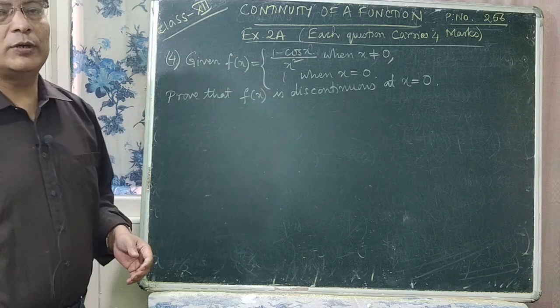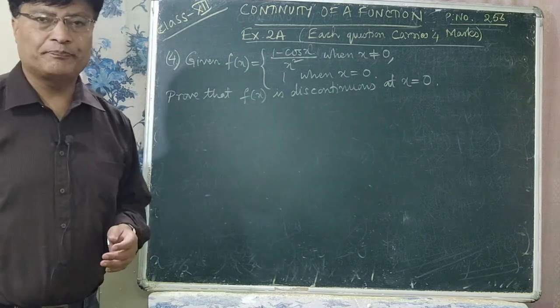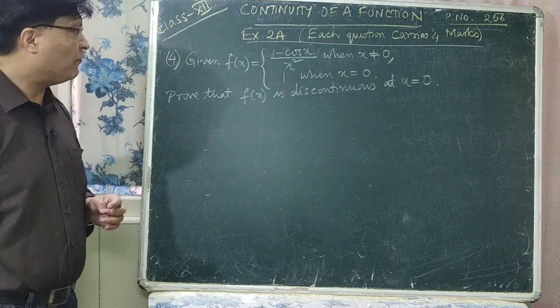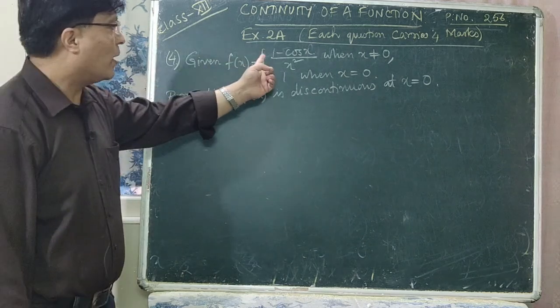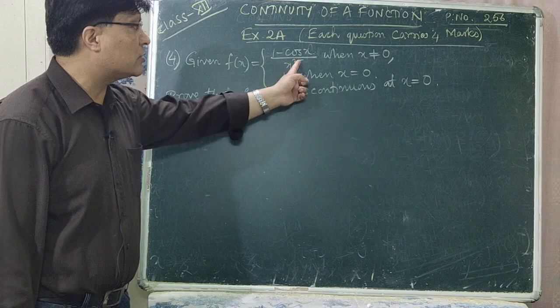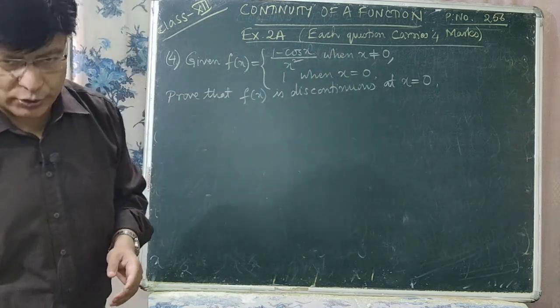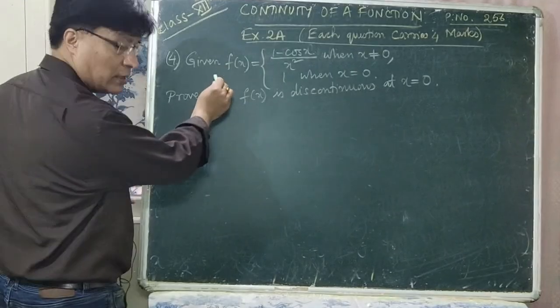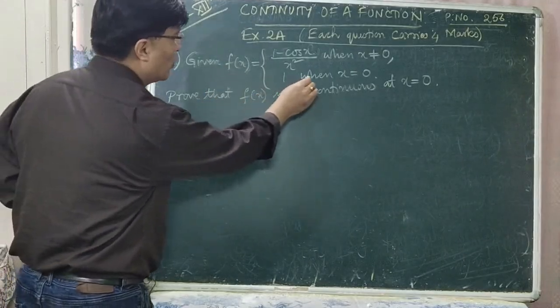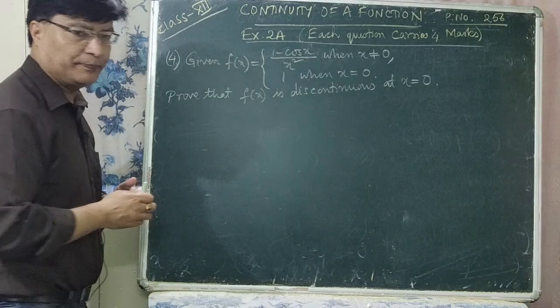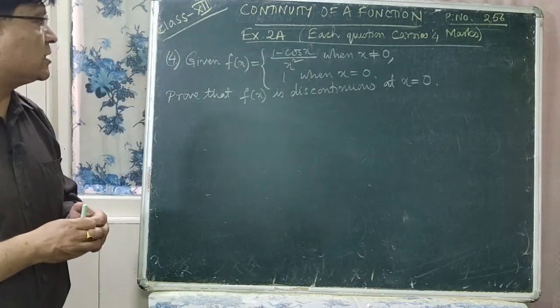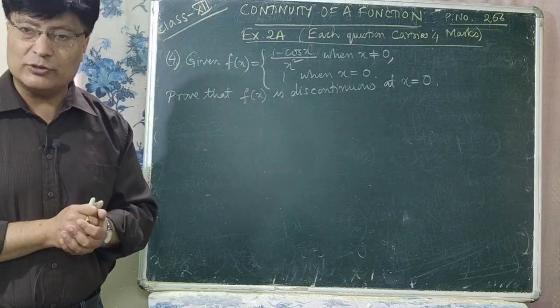So now we'll do the next question, that is question number 4. So this is an important question, question number 4. Given that f of x is equal to 1 minus cos x upon x square when x not equal to 0, and f of x is equal to 1 when x is exactly equal to 0. You have to show that this function f of x is discontinuous at x is equal to 0.